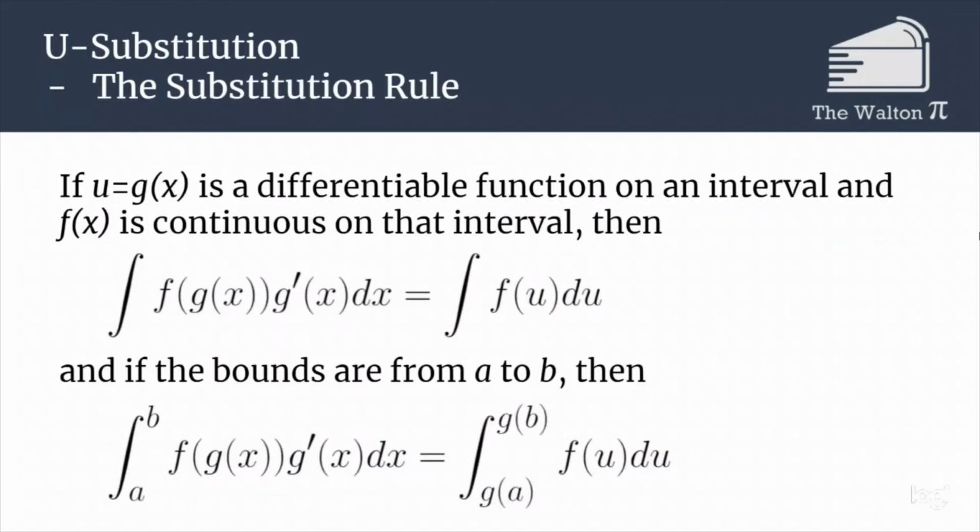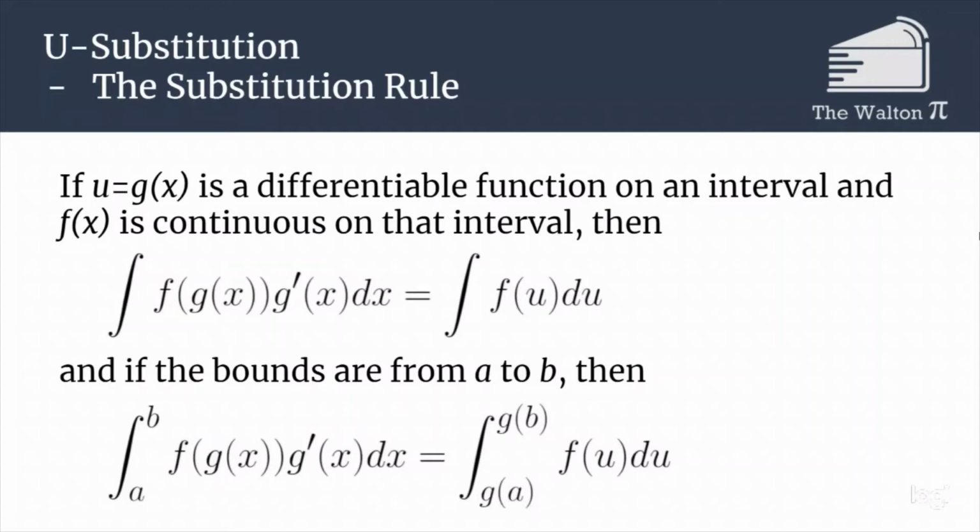So if u equals g of x is a differentiable function on an interval and f is continuous on the interval, U-substitution is basically inverse chain rule. It's how to undo a chain rule problem. So if we have the integral of f of g of x times g prime of x, that is the integral of f of u du. And then we are able to integrate that.